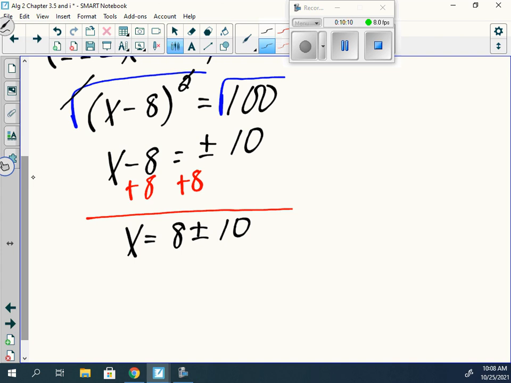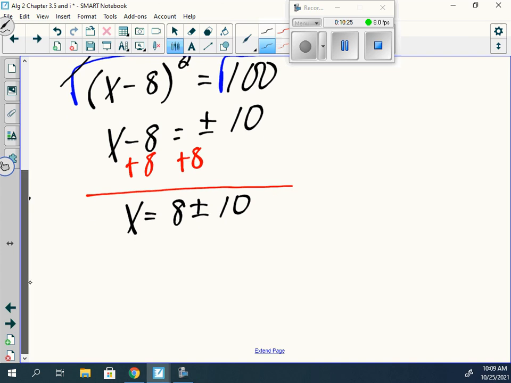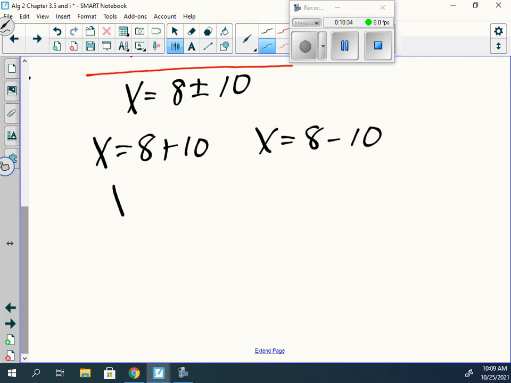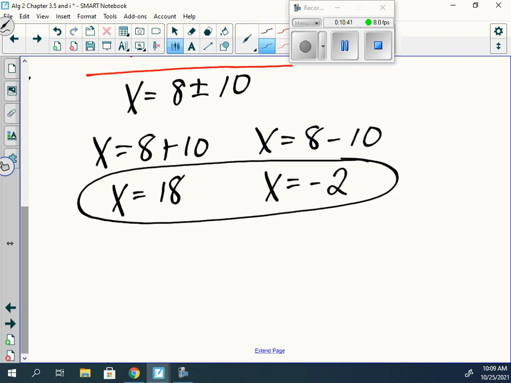Any questions on this so far? Can we do 8 plus 10? Well, 8 plus 10, we can add those together, yes? Can I do 8 minus 10? Oh yeah, we can add, subtract 8 and get numbers. So we need to do that. Well, 8 plus 10 is 18, and 8 minus 10 is negative 2.